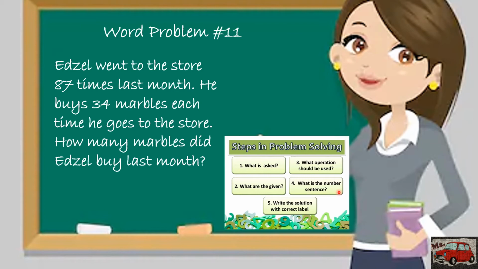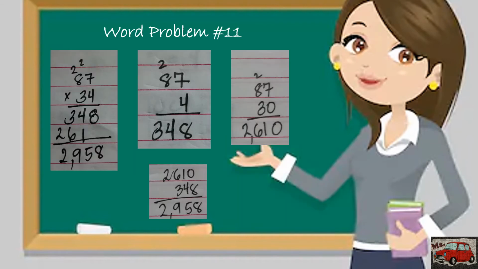So since multiplication, that would be 87 times 34. Then let's solve. We have here 87 times 34. So the answer is 2,958. If you want to make that in grouping, you can multiply it first, dun sa ones place, that is 4, and sa tens place, that is 30. Kapag pinag-add mo yung product nila, you'll get the same answer, 2,958. So in short, ito yung number ng total na marbles ni Edsel last month.